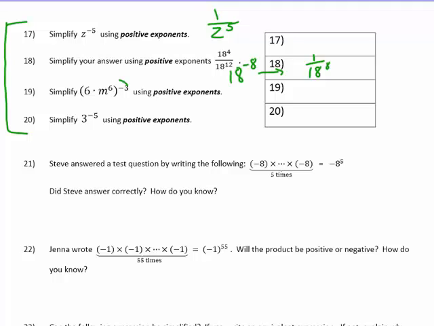Here, right, I'm going to, again, distribute this first. So this is going to be 6 to the negative 3rd and m to the negative 18th. These are both negative, which means they're both going to end up in the denominator. 6 to the 3rd, m to the 18th. If you wanted to go through and simplify 6 to the 3rd, you could do that, but you don't need to for this one. And simplify 3 to the negative 5th using positive exponents, so that's our basic 1 over 3 to the 5th.